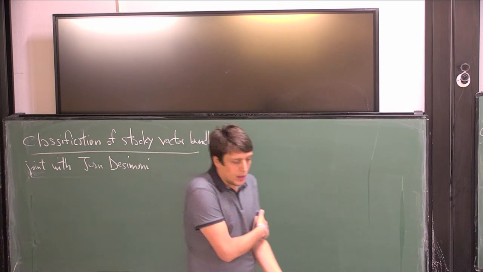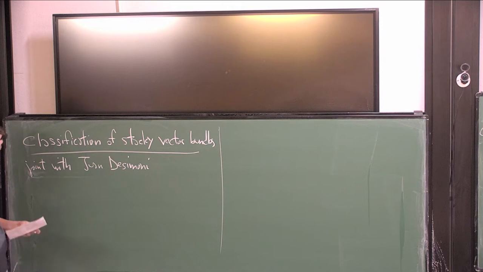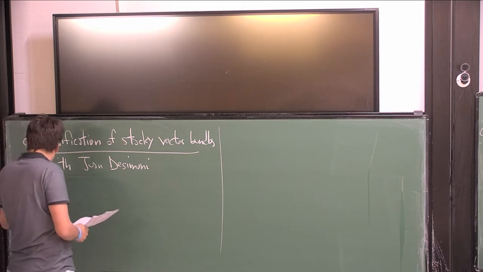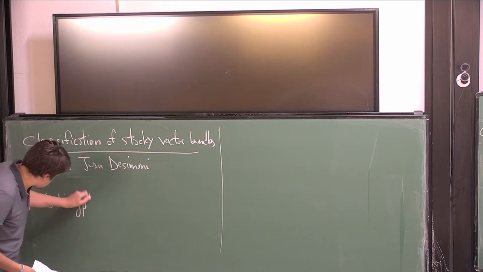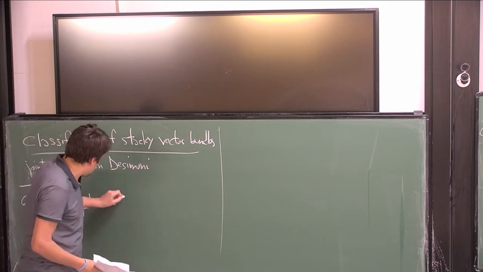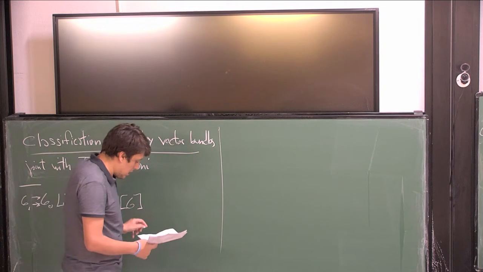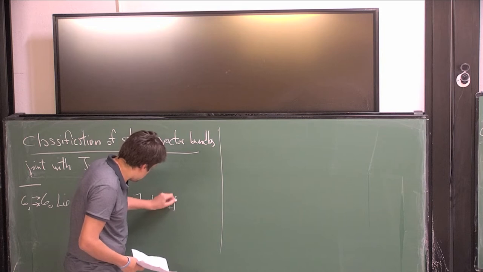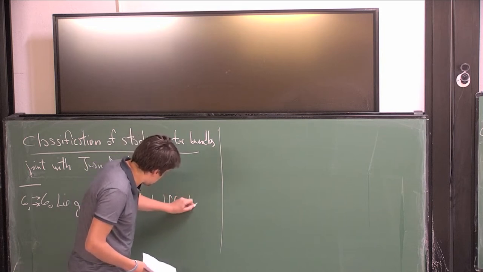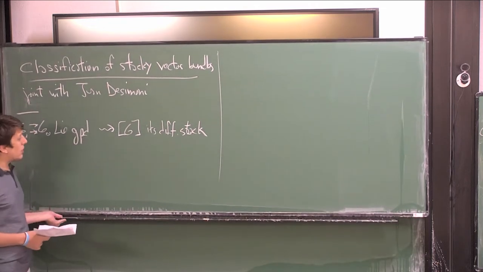So let me start by telling you the main theorem I want to tell you. To do that, for any groupoid like this, I will write simply G between brackets for the associated orbit differentiable stack. And then our main theorem reads as follows.